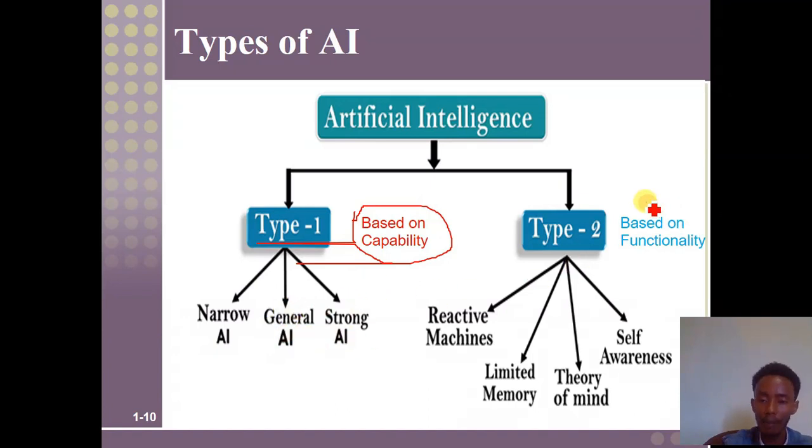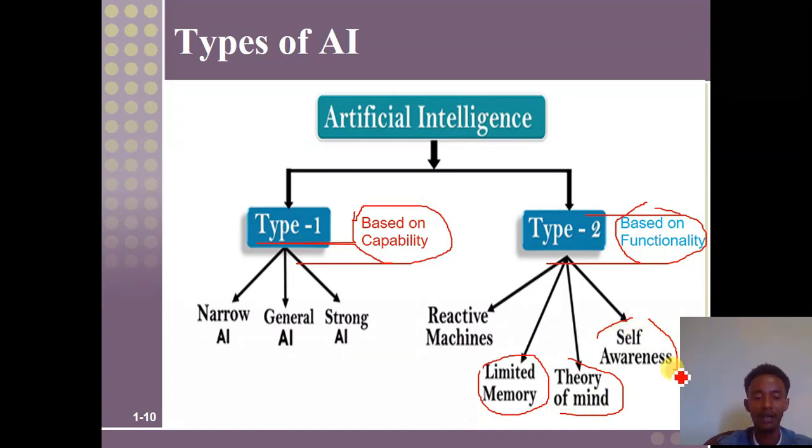Based upon functionality, which can be called type 2, it can be classified into 4. The first one is reactive machine. The second one is limited memory. The third one is theory of mind. The fourth one is self-awareness devices, or self-aware artificial intelligence.